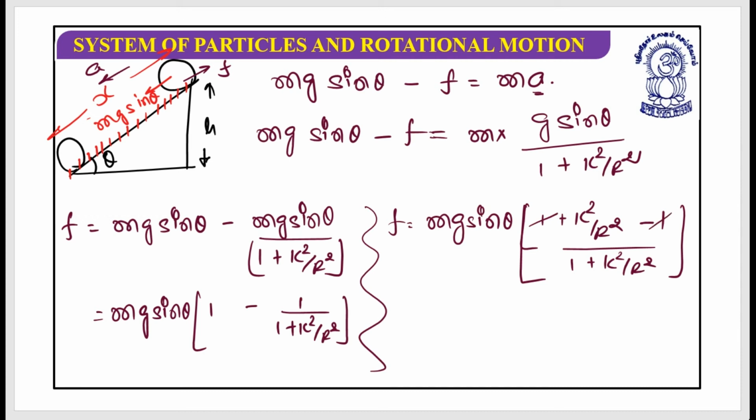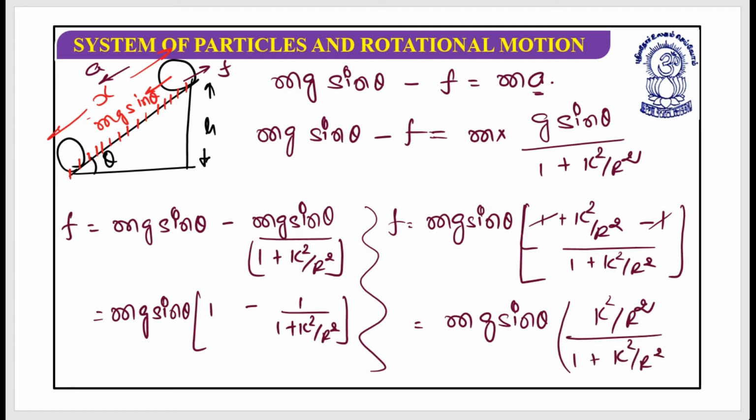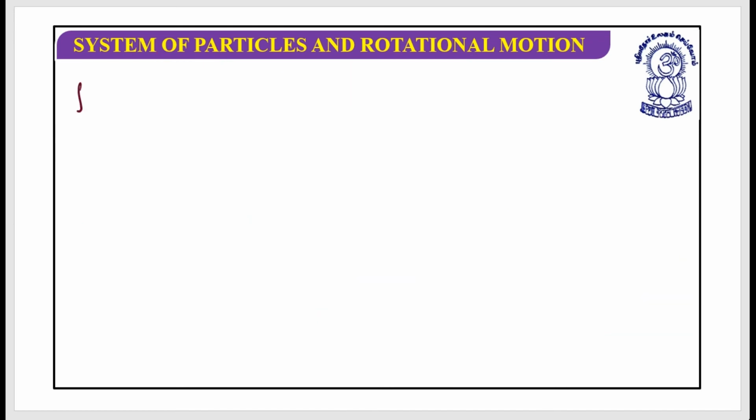Yes, so this one and this one has over. This could be written as mg sine theta into bracket k square by r square upon 1 plus k square by r square. This is the friction. This f is equal to mg sine theta into bracket k square by r square upon 1 plus k square by r square. I hope this is clear.